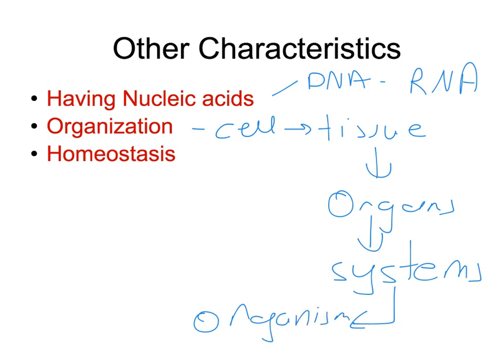And homeostasis is keeping the internal environment stable and at a constant level. These are the characteristics of life. And if we say an organism is alive, then it should have all the characteristics.